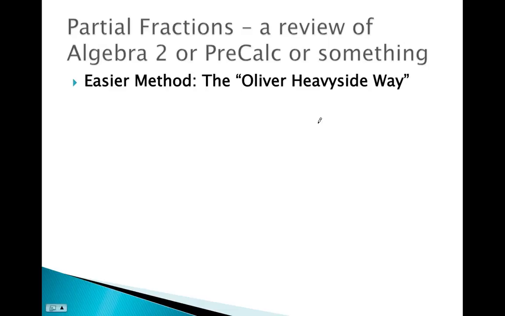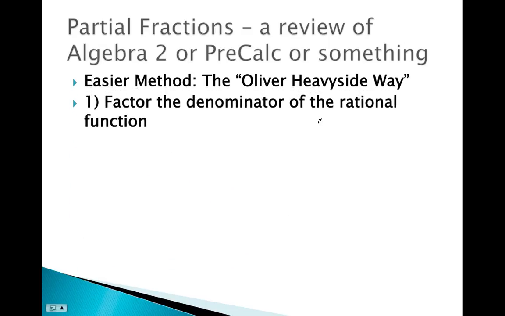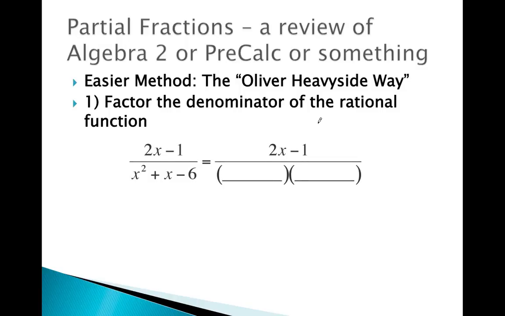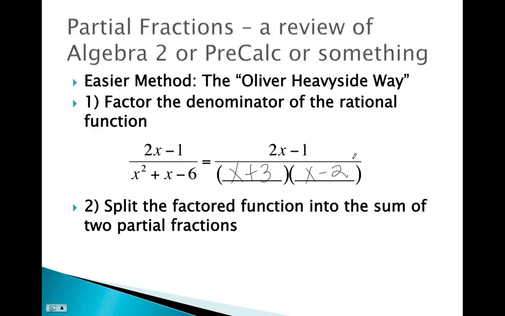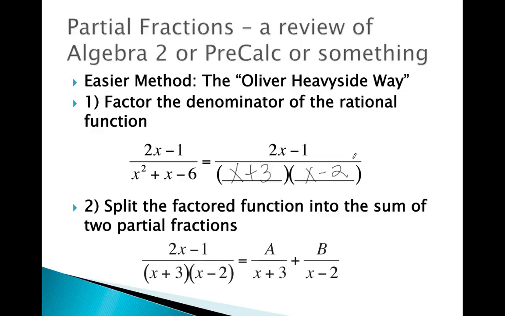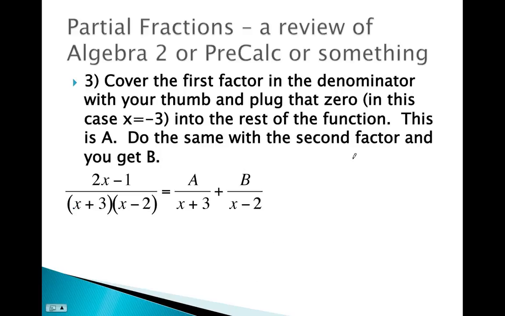The easier method is called the Oliver Heaviside method. That's what it's actually called. I'm pretty sure that's the name of the man who developed it. And it starts out the same. We have to start by factoring the denominator. And again, my denominator came out to x plus 3 times x minus 2. Then you split the factored function into the sum of two partial fractions, just like we did. So far, it's not looking like such a shortcut. This is the cool part, though.